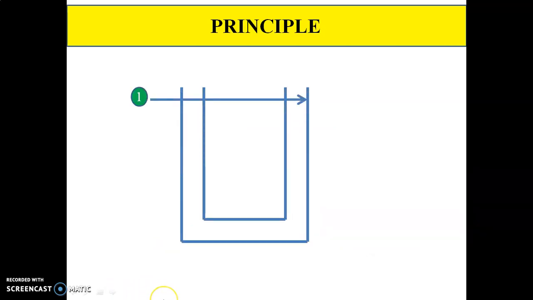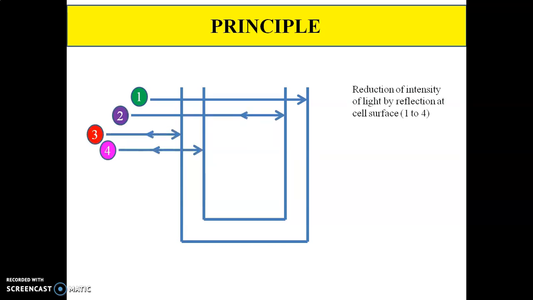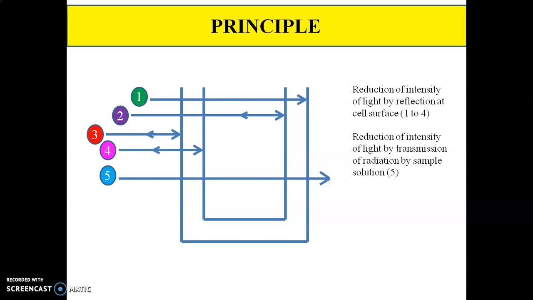When a beam of light is passed through a transparent cell containing a solution of absorbing substances, reduction of the intensity of light may occur due to reflection at the inner and the outer surface of the cell, from arrows 1 to 4. Reduction of the intensity of light occurs by transmission of radiation by sample solution, which is indicated here by the arrow number 5.